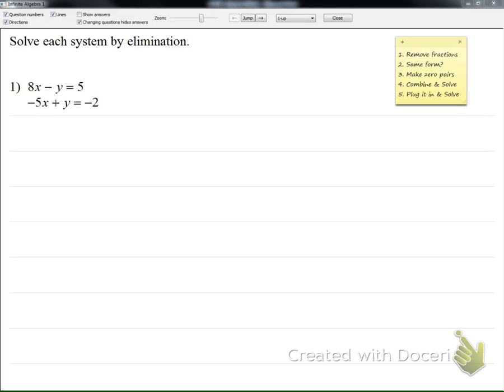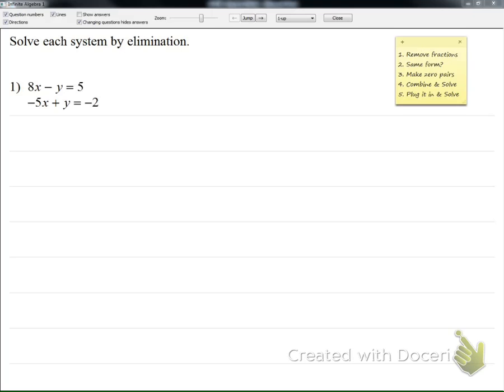Alright, we are looking at problem number 1 on the 3.1 guided practice. Up in the corner here, I put down the 5 steps, kind of a little short note for you to remind you of the 5 steps that we're going to be applying. Removing the fractions, making sure that they're in the same form, make 0 pairs so that you can eliminate them, combine and solve, and then plug it back in and solve for the other variable. So let's do all 5 steps to a problem to solve it.